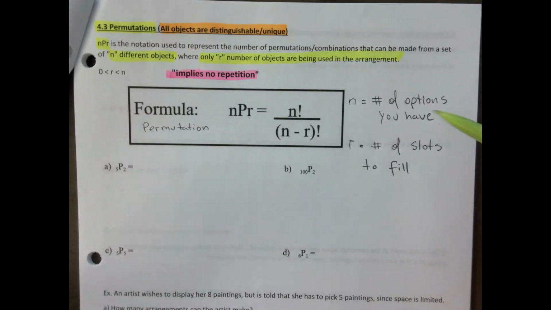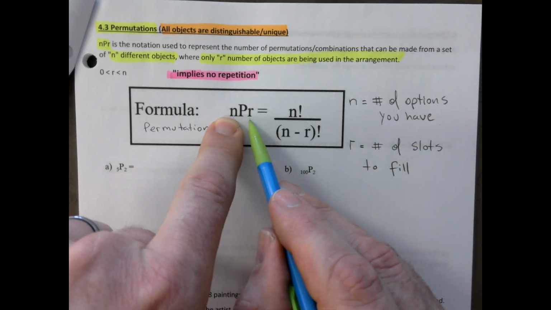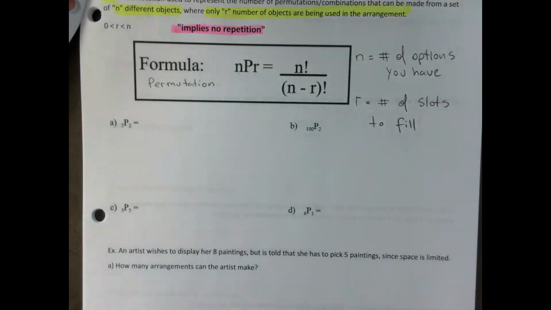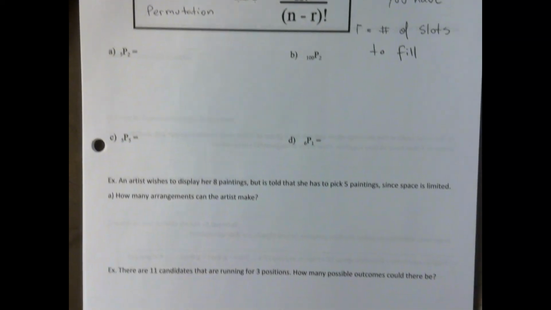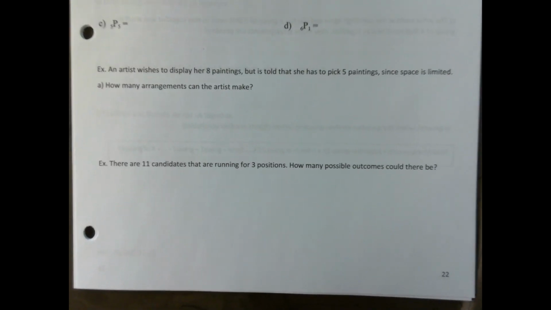So let's say you have 10 digits, 0 to 9, and you want to make a three character password. So you have 10 options, and you would have 3 slots to fill. That's how we will use n and r. Okay, so I'm going to skip all of this as well. I'm going to come back to that tomorrow, I promise. Let's go here and use permutation right here.